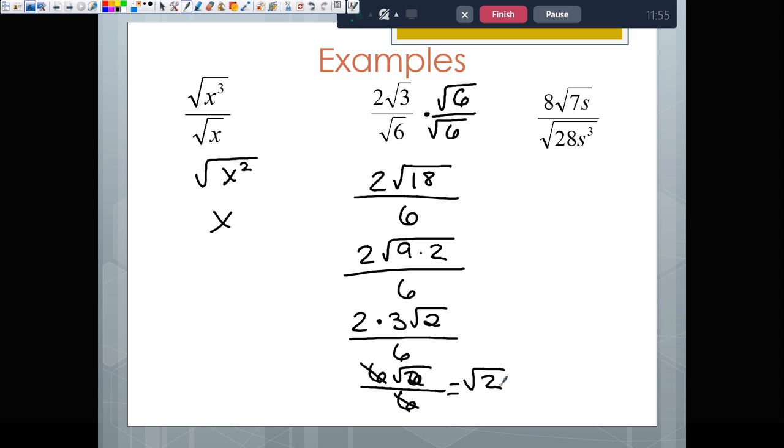Okay, so 28 can't go into 7, but 7 can go into 28. So I'm going to show you the other way of doing this instead of just reducing down. So I can take a 7 out of both of these, and I'm left with 8 on top, and then 28s cubed divided by 7 is going to be 4s squared. And then what's the square root of 4s squared? 2s. So I'm going to be left with 8 over 2s. And 2 can go into 8, giving us 4 over s.